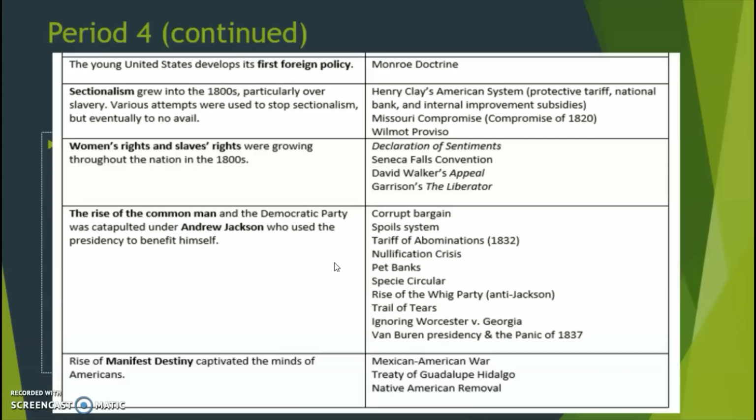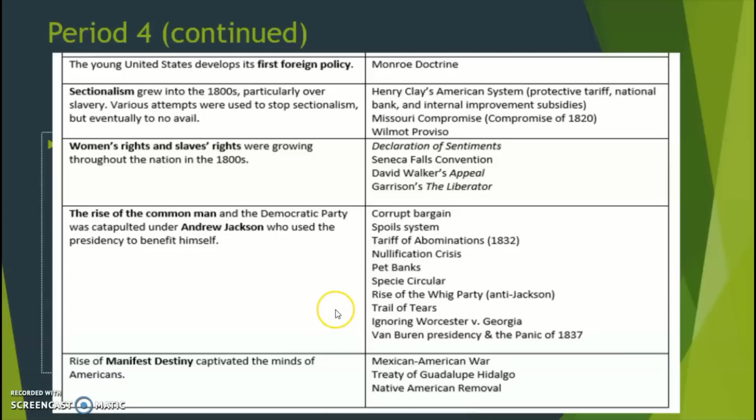Also happening during this point, Andrew Jackson is a big opponent of the national bank, and he basically is going to be depleting it and putting money into the pet banks. And we see this also with the Specie Circular, and this is going to eventually cause another panic in 1837 under his vice president, who will become the president, Van Buren, and that is a direct result of his pet banks.